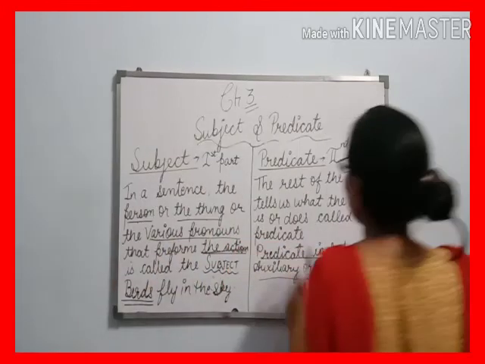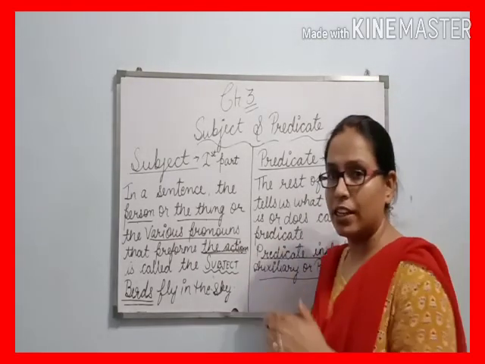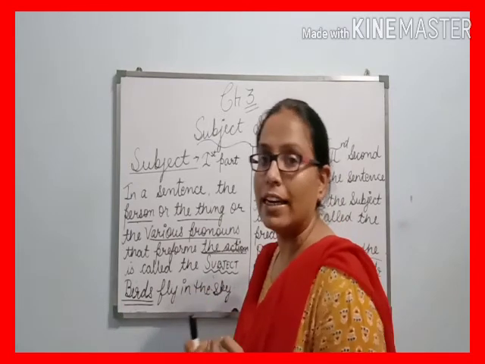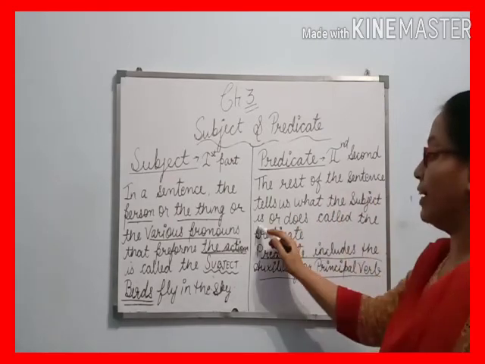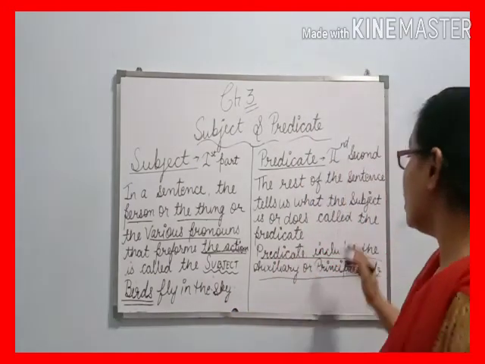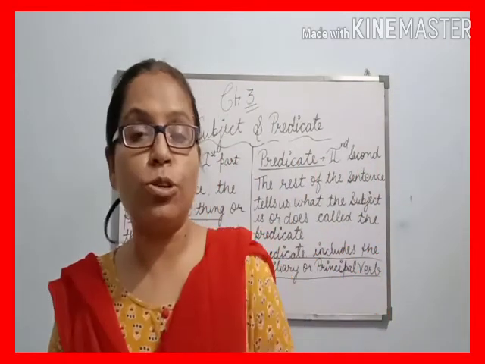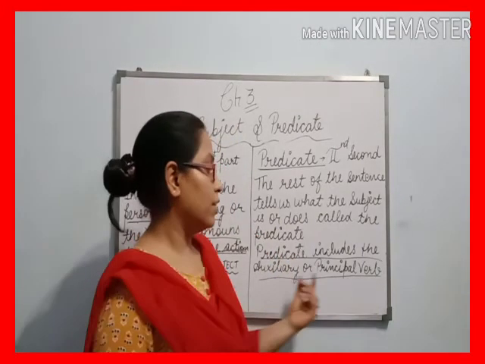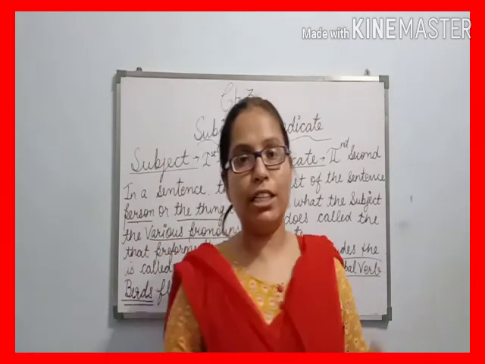Now come to the second one. Second part is predicate. Predicate is the second part. It is the rest of the part of any sentence. It means if we recognize the subject in any sentence, the remaining part is called predicate. So the rest of the part of the sentence tells us what the subject is or does, what the subject performs. OK, that is predicate. But a very important thing to identify or search for the predicate, you can understand very easily: predicate always includes an auxiliary verb and principal verb. So beta, I hope you understand what is subject and what is predicate.